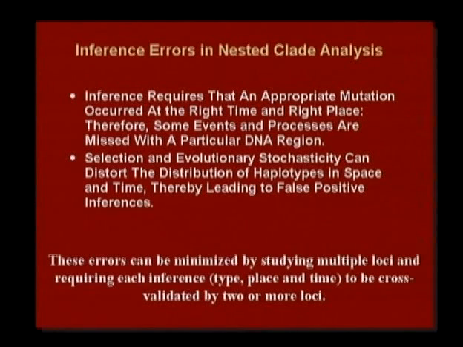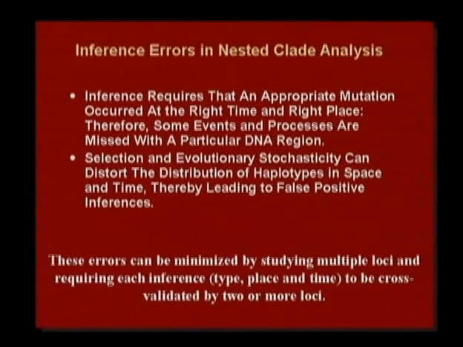So this really explains, I think, the vast majority of the false negatives. We simply didn't have a mutation in the right place at the right time, so we can't see the event or the process. Also, of course, the coalescent process itself is a very stochastic process. And so this evolutionary stochasticity, sometimes just by chance, we will generate a pattern that we would interpret one way that really arose by chance. And that could give a false positive.